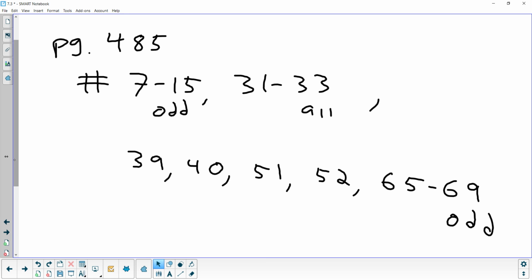All right, so homework tonight, it's on page 485. 7 to 15, those are just odds. 31 to 33 is all. And then 39, 40, 51, 52. And 65 to 69 is just odds. Okay, you will need a calculator for the change of base formula problems, but any scientific calculator should be fine. It doesn't have to be a graphing calculator.